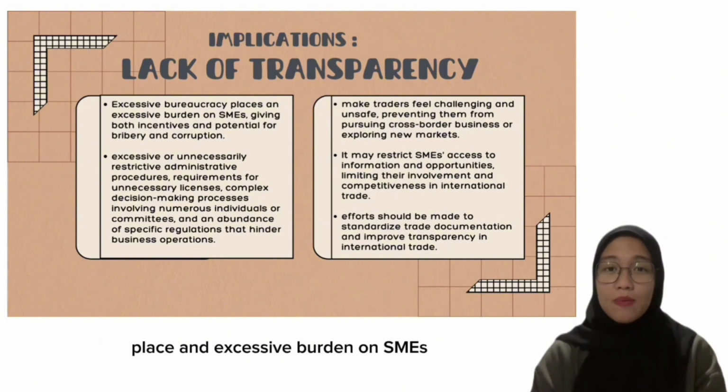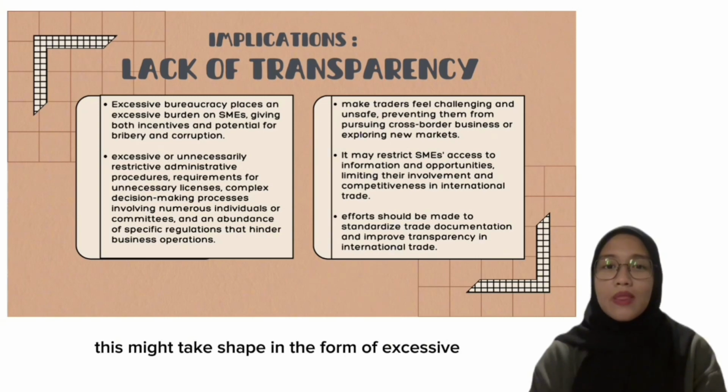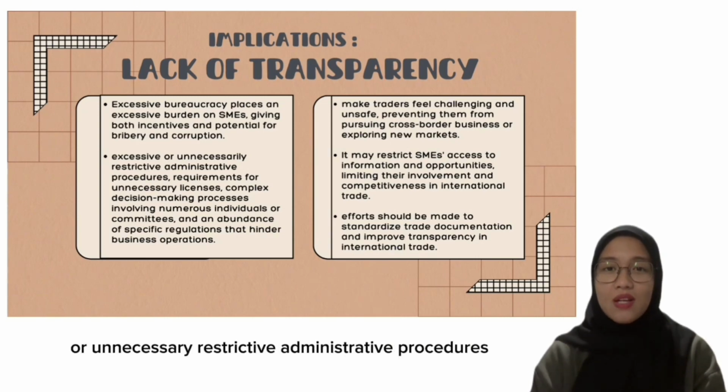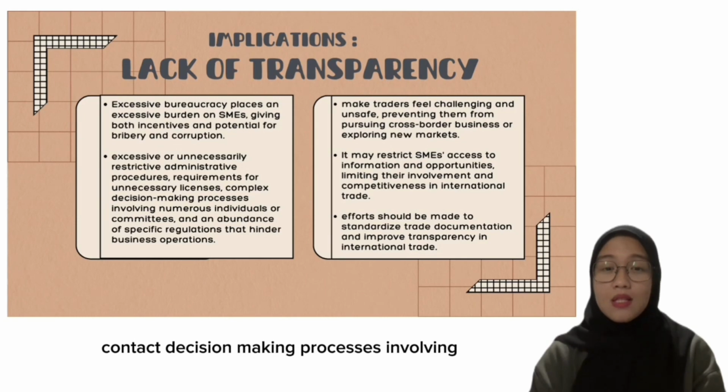Excessive bureaucracy places an excessive burden on SMEs, giving both incentive and potential for bribery and corruption. This might take shape in the form of excessive or unnecessarily restrictive administrative procedures, requirements for unnecessary licenses, complex decision-making processes involving numerous individuals or committees, and an abundance of specific regulations that hinder business operations.